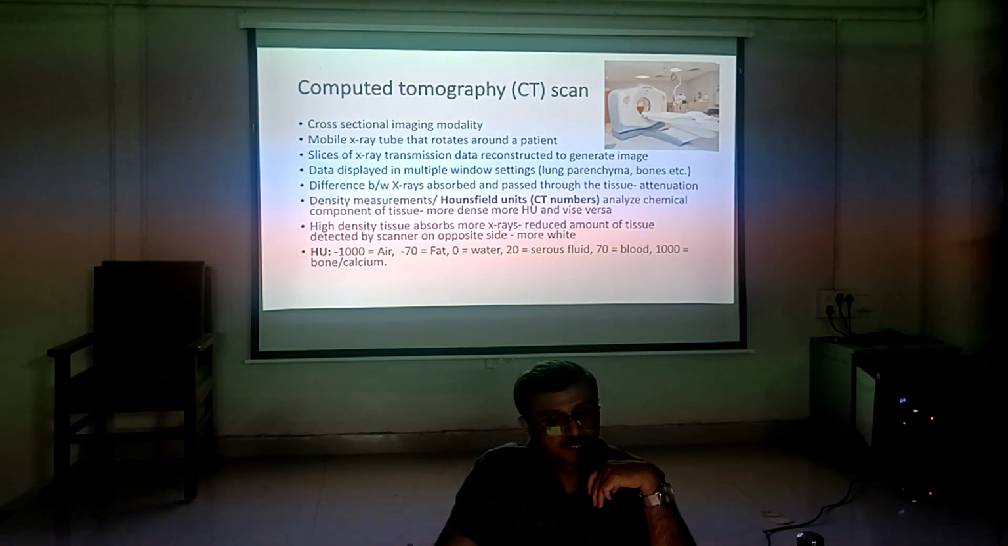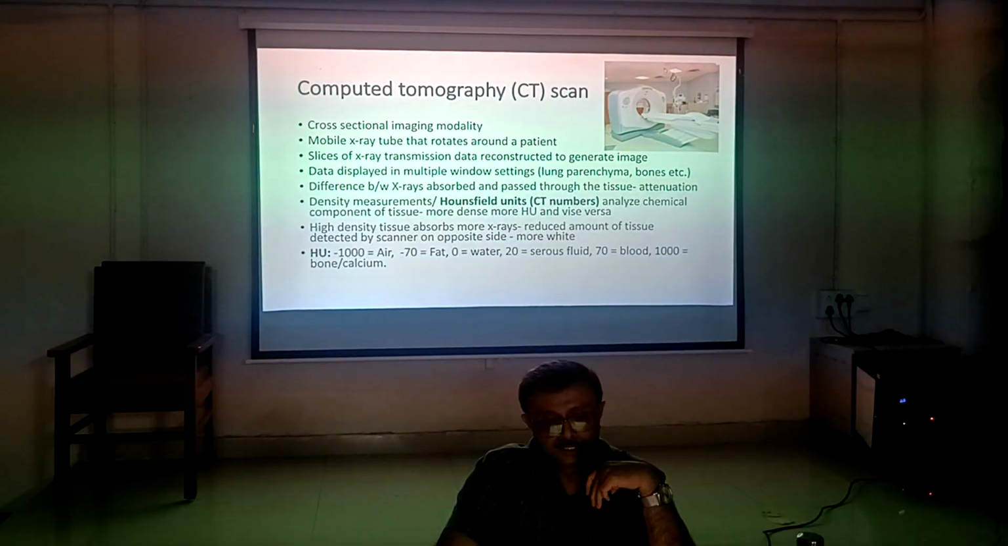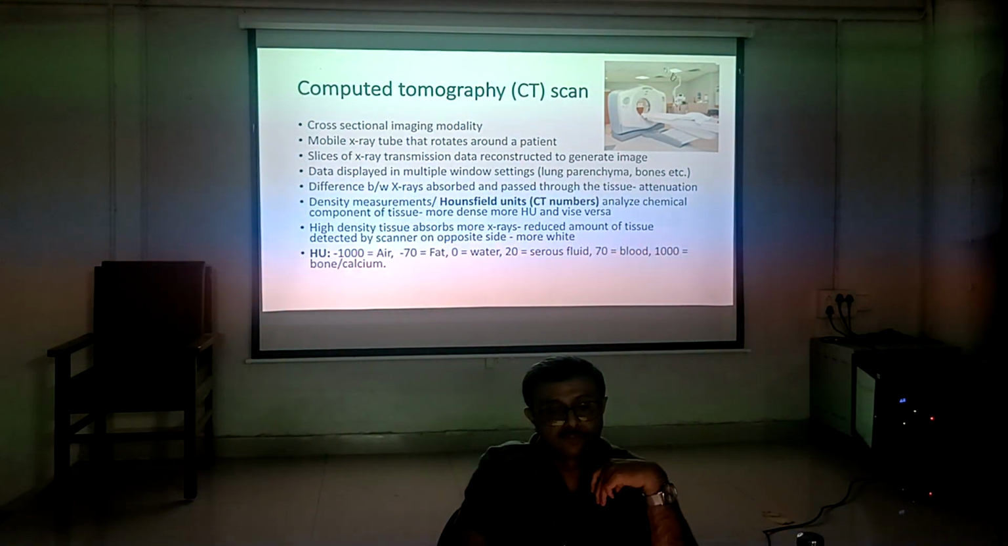Minus 1000 air, minus 70 fat, 0 water, 20 serous fluid, 70 blood, 1000 bone and calcium.